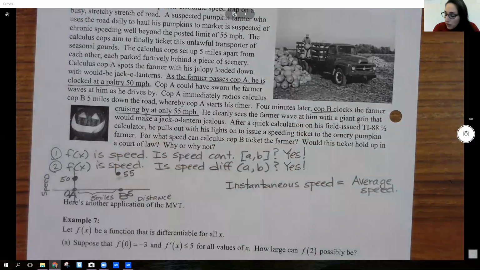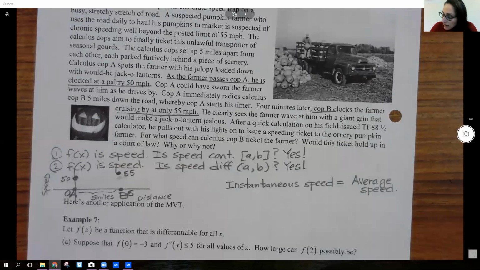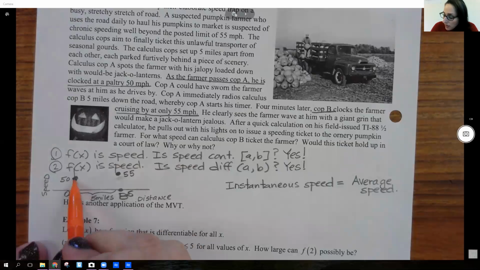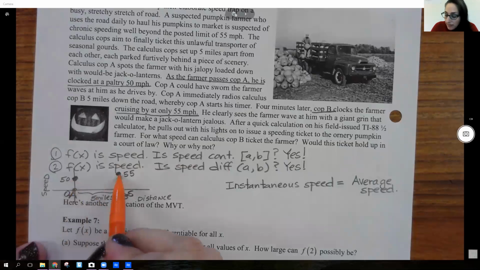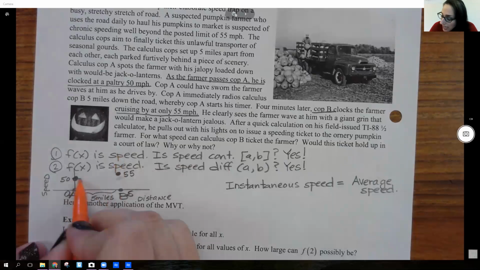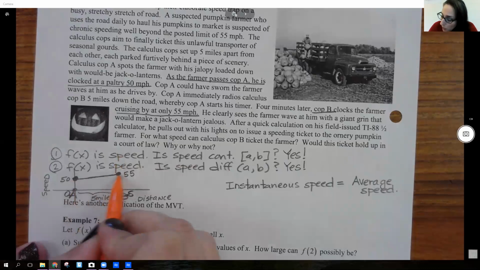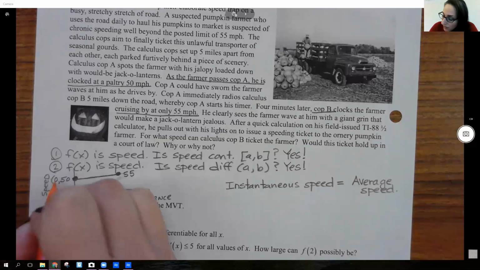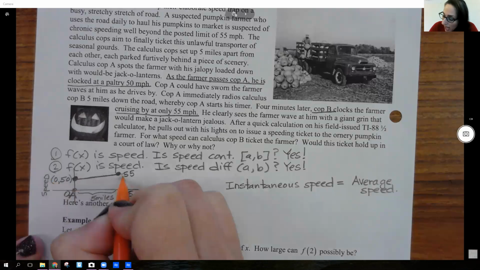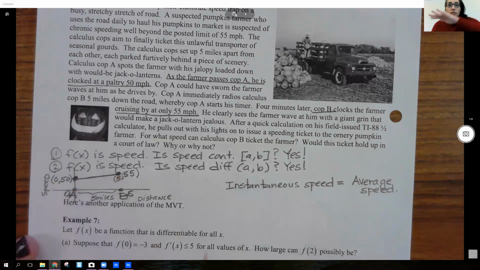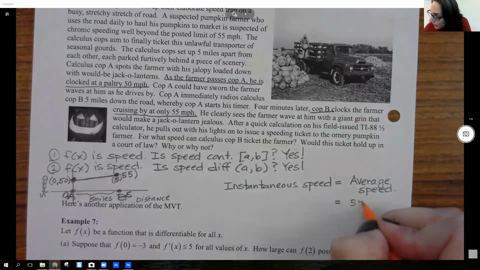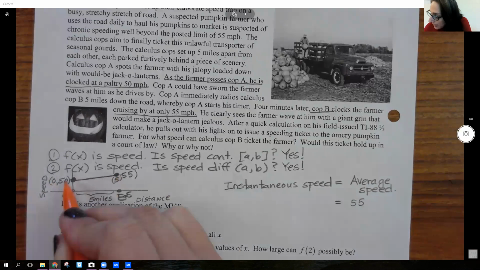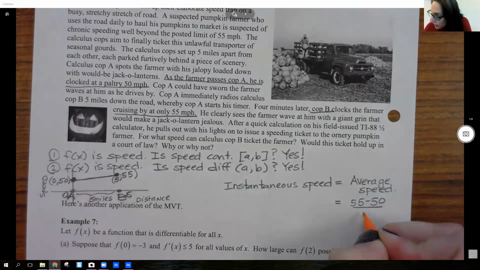So mean value theorem says that if he starts at 50 miles an hour and he ends at 55 miles an hour, if I were to connect those 2 points, this point here would be 0, 55. This point right here would be 5, 55, right? 5 miles down the road, so 5, 55. So that average speed would be 55 minus 50 all over x2 minus x1, 5 minus 0.